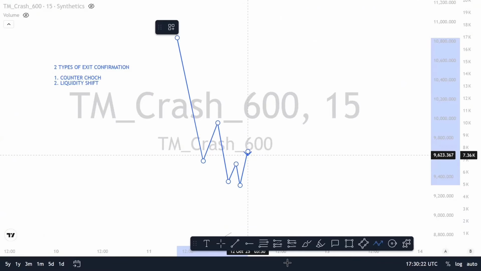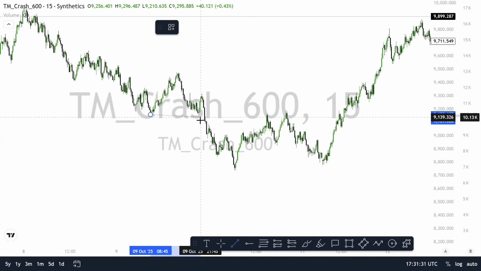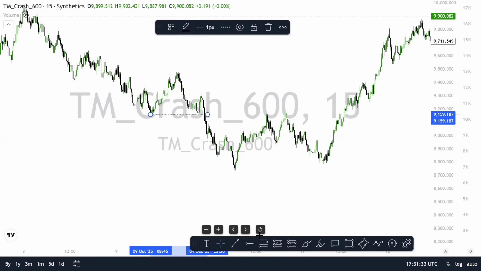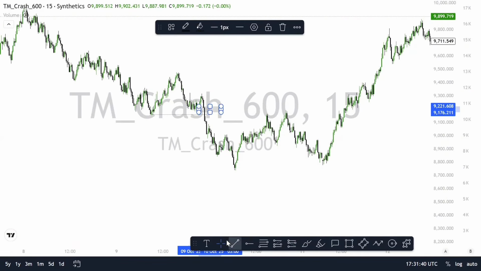So I'm going to be showing you these two things on charts right now. So let's look at this market together. This is TM Crash 600. As you can see, the market is trending directly to the downside, and our last break of structure is definitely to the downside here. Now after this break of structure, you're definitely expecting that the market is going to come back to this fair value gap, of course, for us to have a reaction for a sell continuation.